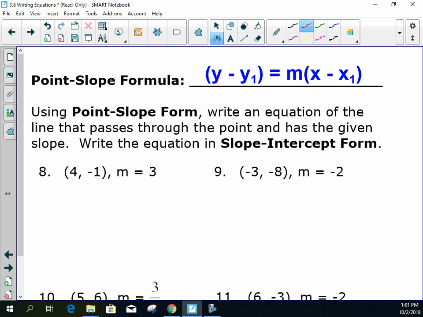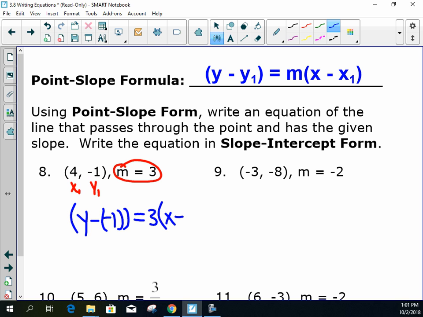So, this right here is x1, this is y1, and they told me that 3 is my slope, right? All I need is y1 and x1. So, here I have my parentheses. I have my y minus, what is my y1? Negative 1. Equals, because there's an equal sign here. What is my slope? 3. And I have an x minus, what is my x1? 4. And then I can solve this.